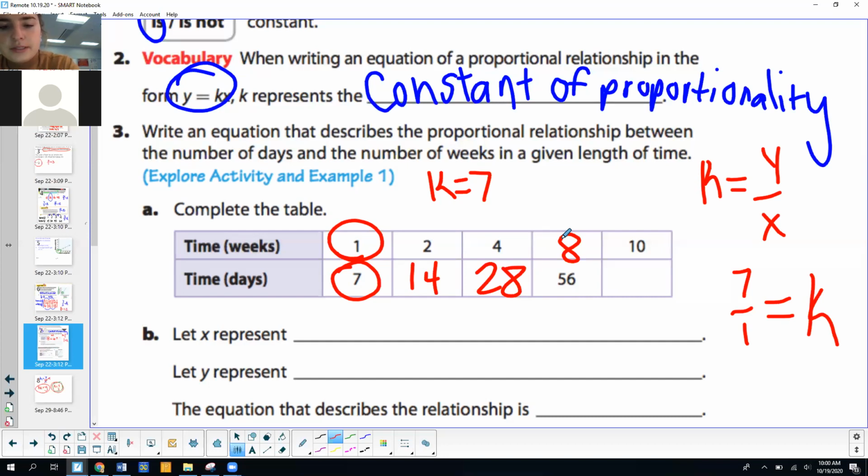We need to figure out what goes in days. So for every 10 weeks, there are how many days? We know that our constant of proportionality is 7, so I'm going to do 10 times 7, which is 70.